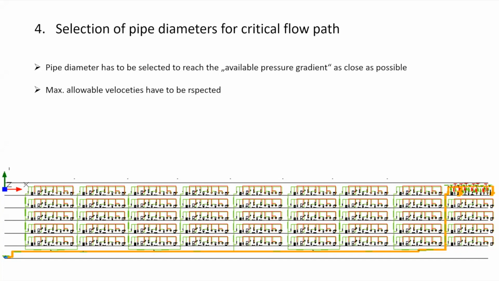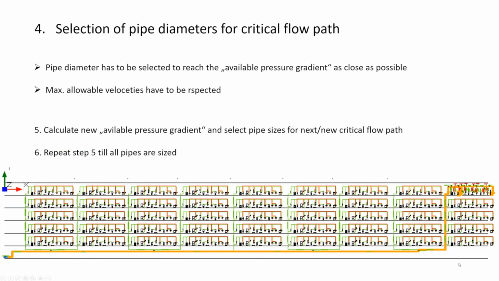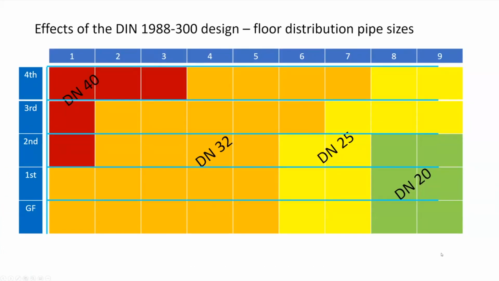In our results, it looks a bit different, which we can see on the next slide. That is the effect of our design process. It's not identical everywhere. This is a very simple graphic of our 45 apartment building. We have the 9 apartments per floor, and we've got the 5 floors. There you see the floor distribution sizes. The change of size, from DN40 to DN32 to DN25, is shifted.